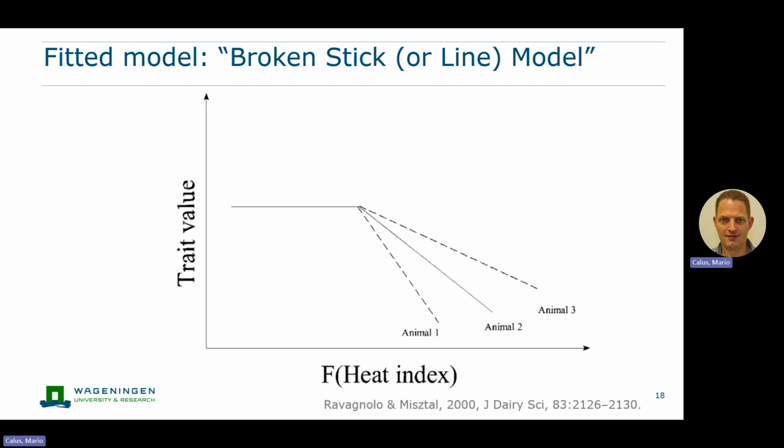This kind of model in the literature has been termed a broken stick or broken line model, and that's really because of how the model is constructed. The first papers on this already date back to the year 2000. Here the idea is that when we typically use THI on the x-axis, the trait value is not affected up until the threshold, but beyond the threshold, there's an overall effect that the trait value goes down, and then the degree to which animals are affected may differ between them.